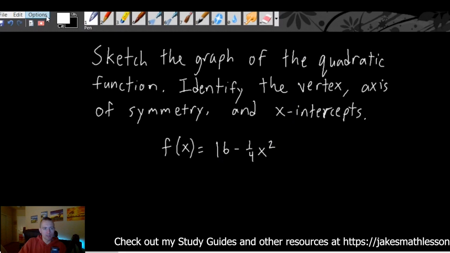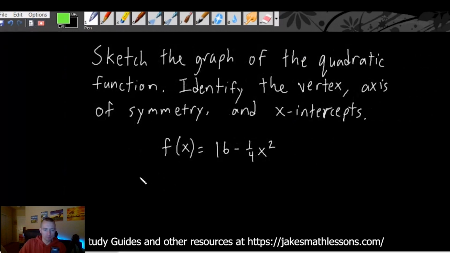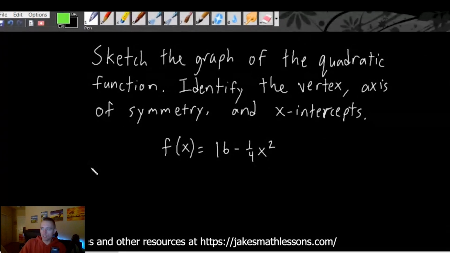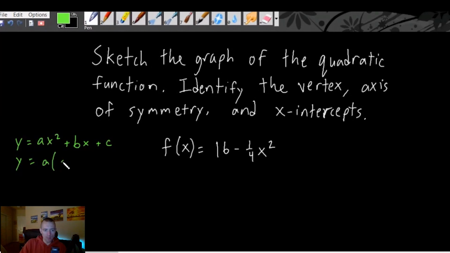There's basically two main forms that a quadratic function can take. Maybe you've seen these before, but they could be either y equals ax squared plus bx plus c, or y equals a times (x minus h) in parentheses all squared plus k. So these are the two main forms.